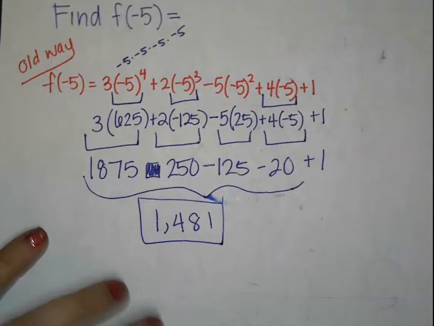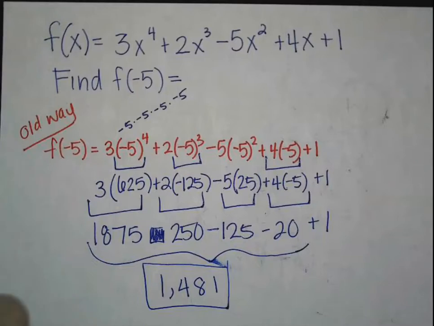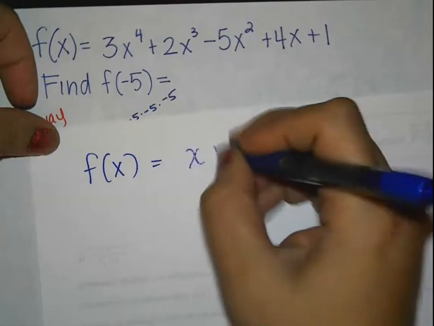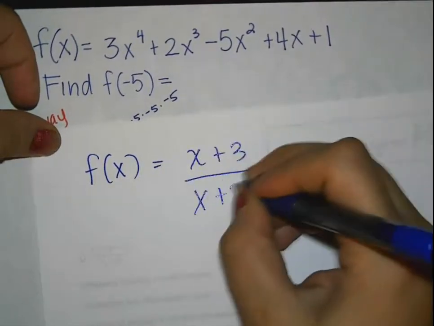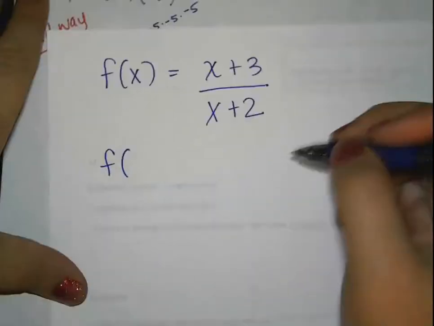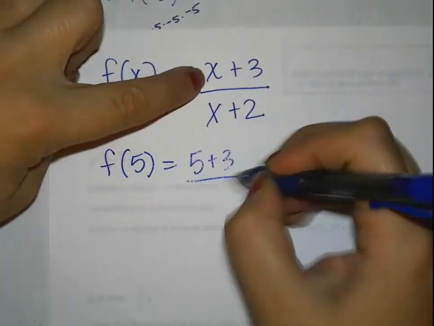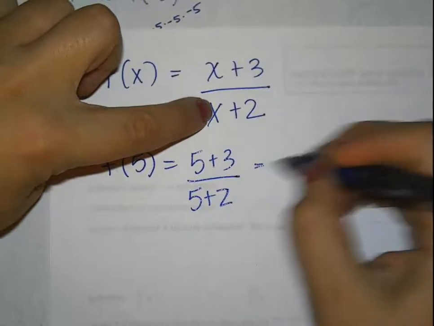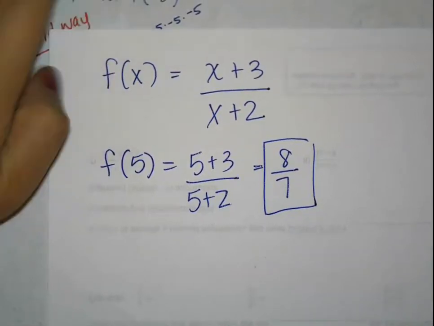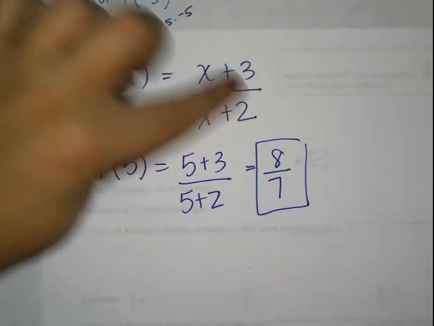So again, that's the way we were taught. This is the way we would do any problem. So for example, let's say the problem looked like this. If I asked you to find f of, let's say 5, you'd plug in a 5 here and a 5 here, and you would get 8/7 for your answer. So the remainder theorem will not work on this problem because this is not a polynomial. This is a rational expression.